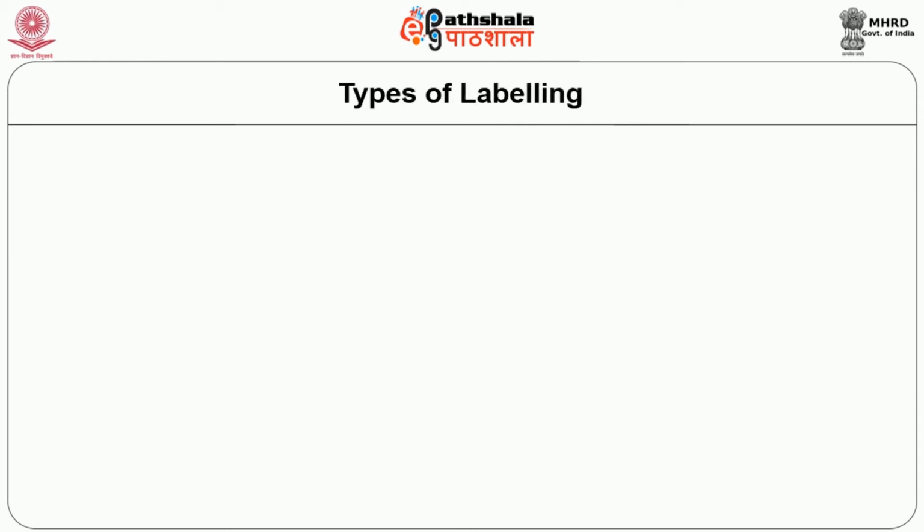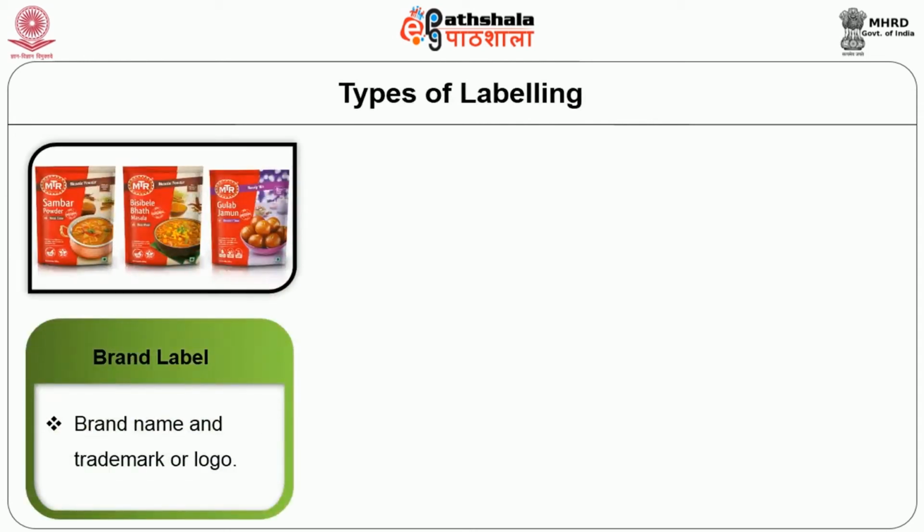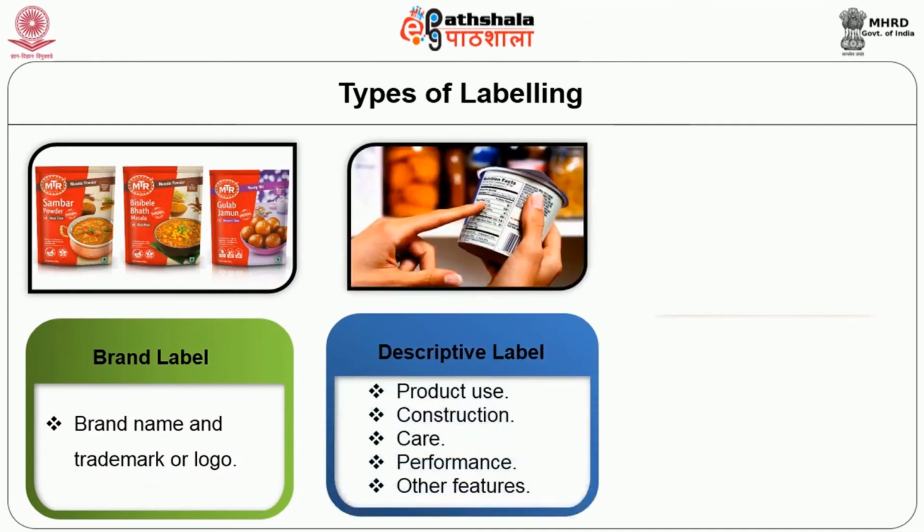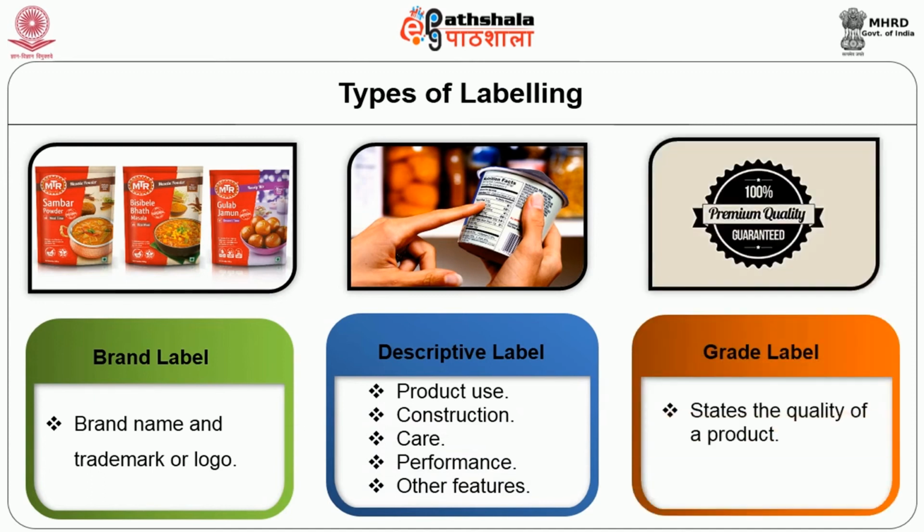The types of labeling are, first, brand labeling. It gives a brand name and trademark or logo. The second one is the descriptive label. It gives information about the product use, construction, care, performance and other features. The third one is the grade label. It states the quality of the product.